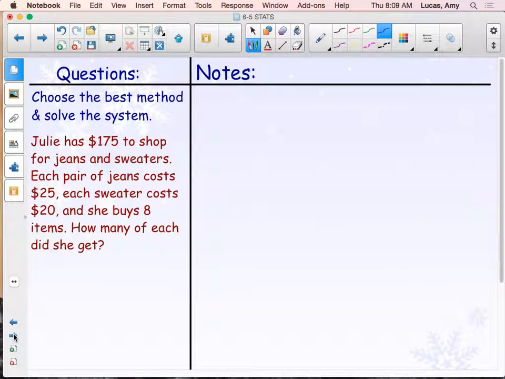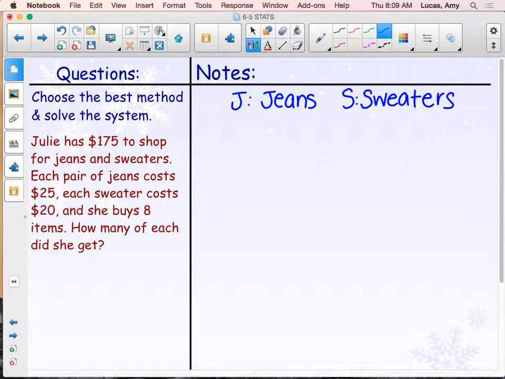Okay, our last example. Julie has $175 to shop for jeans and sweaters. Each pair of jeans costs $25, each sweater costs $20, and she buys 8 items. How many of each did she get? So I'm going to use J for jeans and S for sweaters. I need one equation to focus on how many of each she buys. So if she buys 8, and we don't know how many of each she's getting, I need to just simply say jeans plus sweaters has to add up to 8 items.